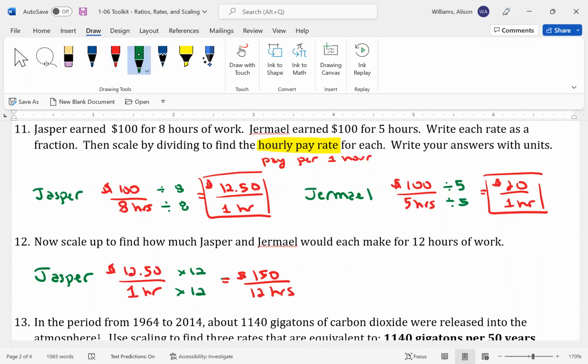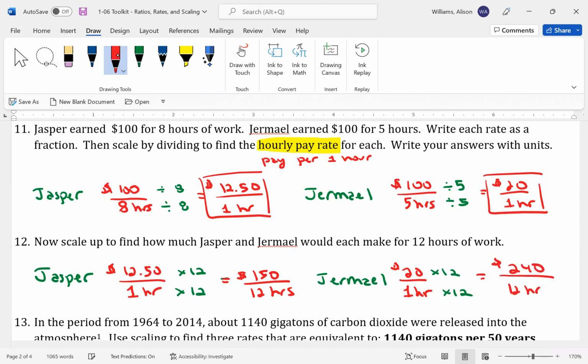Okay, so Jermail, his $20 per hour. I'm going to multiply again by 12. And that's going to give me $240 in 12 hours. So that's how much they would make in 12 hours.